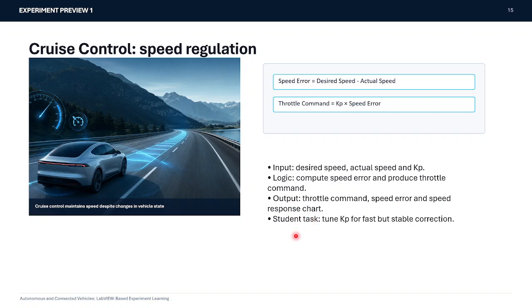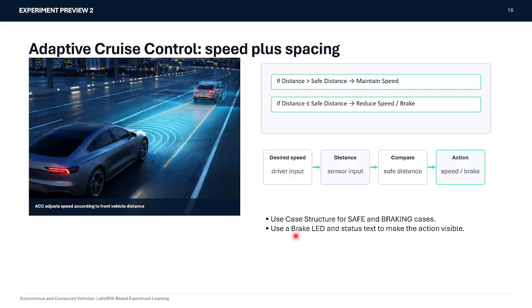Here we will give you a student task: you have to tune the Kp value. That is important. You have to tune the Kp value to achieve the exact response. It's the first experiment, cruise control for speed regulation.